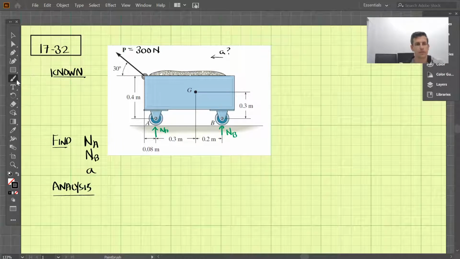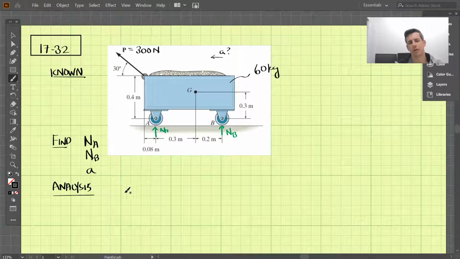Okay, so this is 1732 here, and we're given this cart, and a force of P, 300 newtons, is applied here. We're given the center of gravity and its location here. And we're looking to find the normal force at A, the normal force at B, and the acceleration of the cart as it moves horizontally. We're also given that the mass of this cart is 60 kilograms.